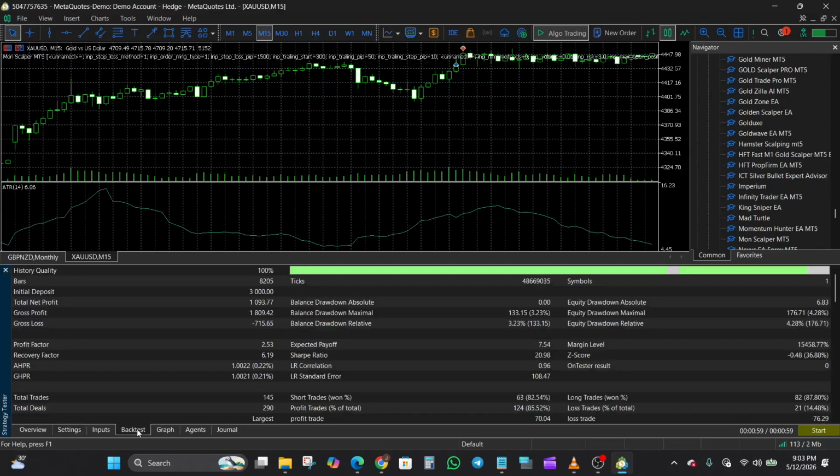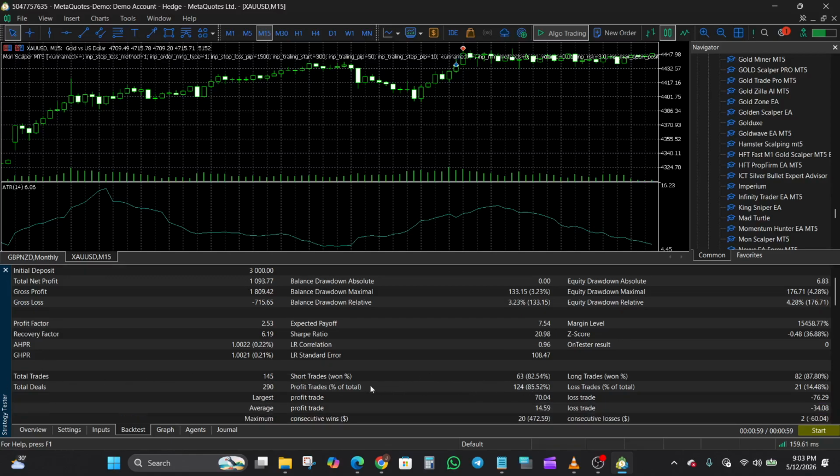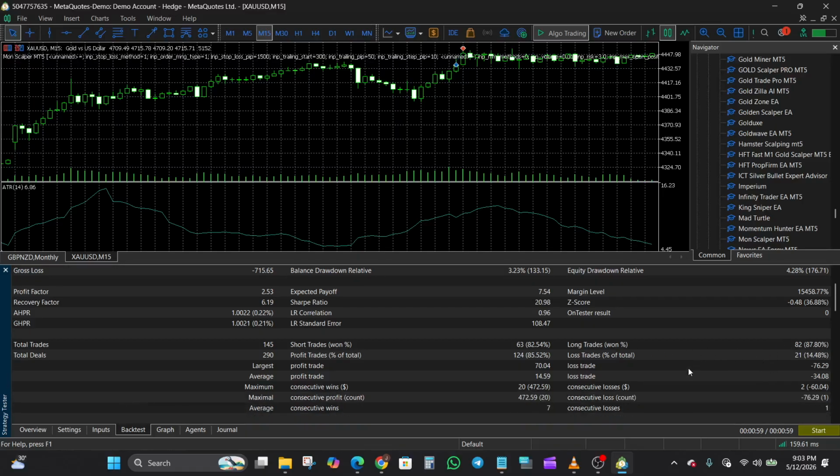Now let's quickly go to the results, and we can see that from an initial deposit of $3,000, the total net profit made was $1,093.77. And then we can see that the total trades taken were 145, 63 short trades with 82.54% win rate, 82 long trades with 87.8% win rate. The win rate is pretty impressive. And then we have the largest profit trade at $70 and the largest losing trade at $76.29. The average profit is $14.59 and average loss is $34.